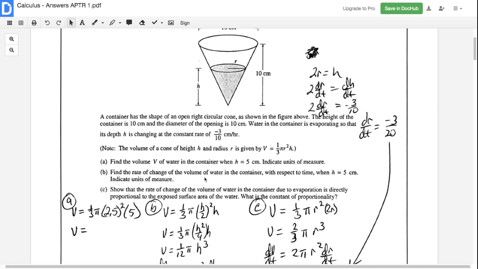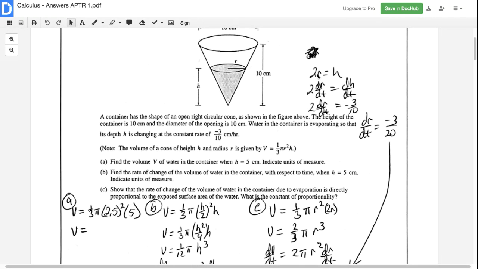Part B, find the rate of change of the volume of water in the container with respect to time when h equals 5 centimeters. So rate of change of volume is going to be dV/dt, which means I need to take the derivative of this. But as we know, we don't want two variables on the right, so we need to get rid of one. If I come back up here, it says h is changing at -3/10 centimeters per hour, so this is dh/dt. So I'm going to use dh/dt, which means I want h to stay and I want r to go. So I need to figure out what r is in relationship to h.